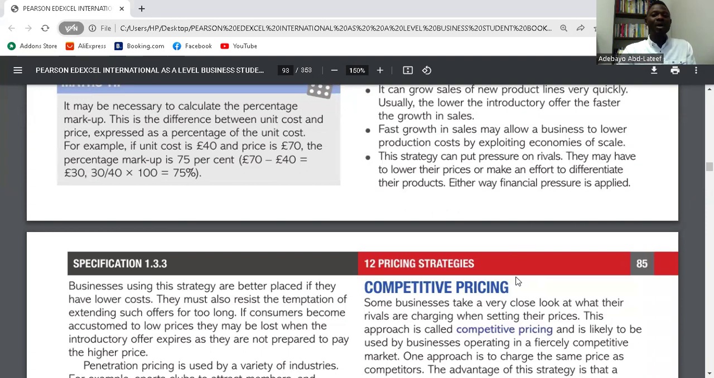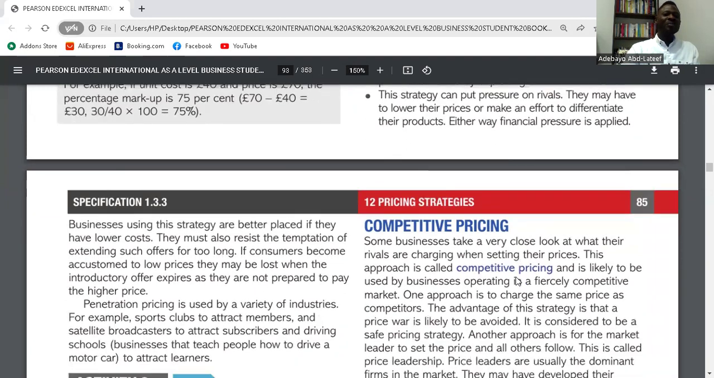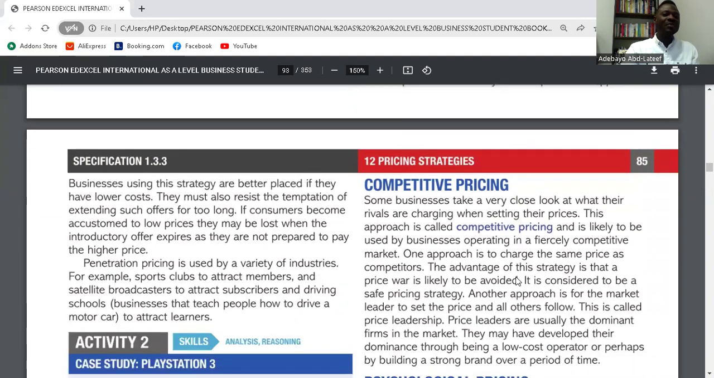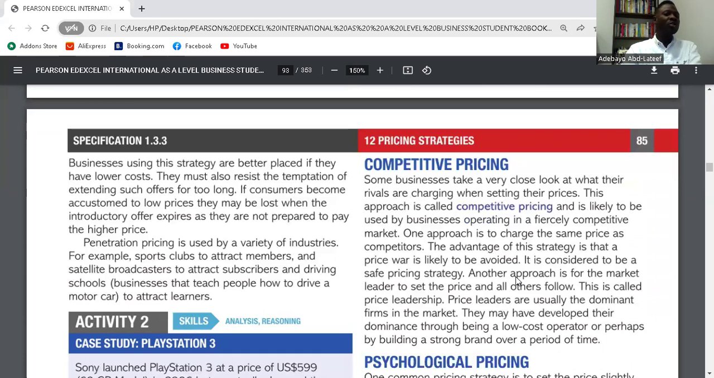They may have to lower their prices or make an effort to differentiate their products. Either way, financial pressure is applied. Businesses using this strategy are better placed if they have lower costs. They must also resist the temptation of extending such offers for too long. If consumers become accustomed to low prices, they may be lost when the introductory offer price expires, as they are not prepared to pay the higher prices.